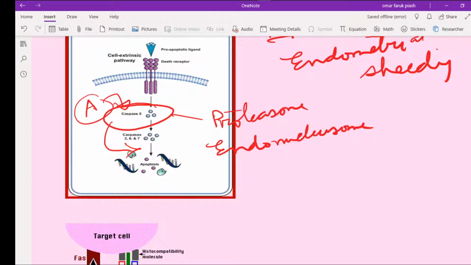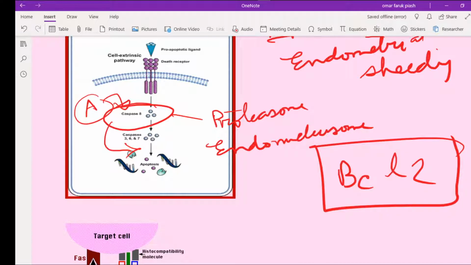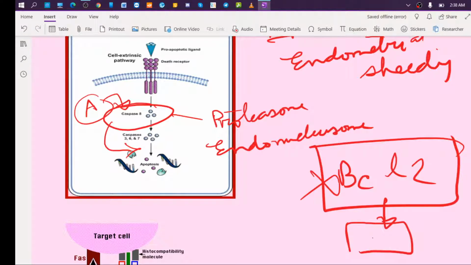Cellular injury, DNA damage, and loss of hormonal stimulation lead to inactivation of BCL2. Lack of BCL2 allows cytochrome C to leak out from the inner mitochondria. This is the mitochondria. From mitochondria, cytochrome C is leaking out into the cytoplasm and activating the caspase.